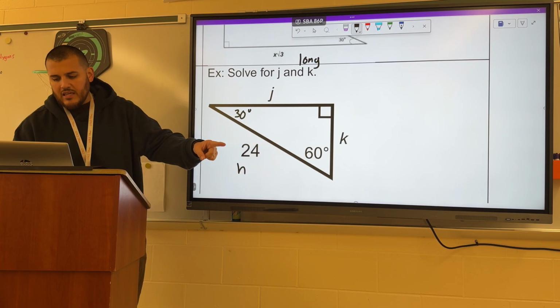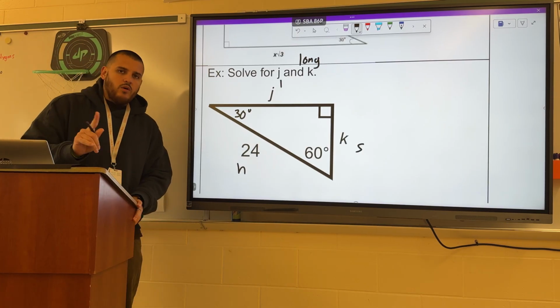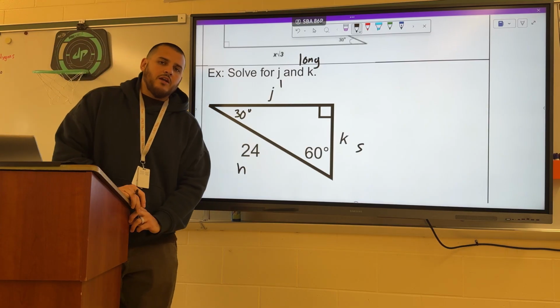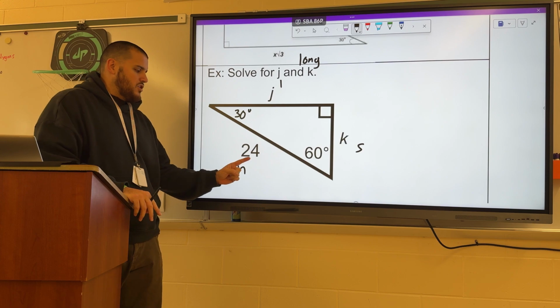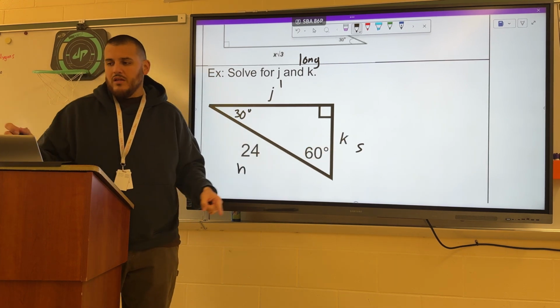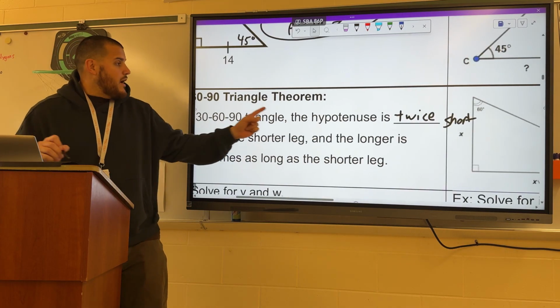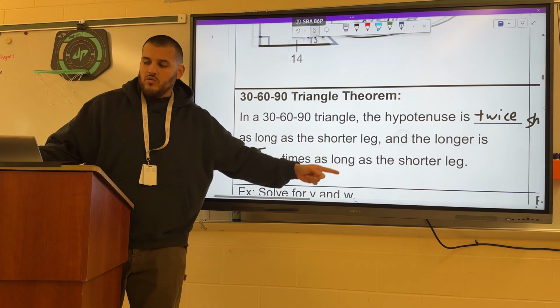degrees, so that will make the K my short leg, that makes the J my long leg, then now I work on my relationships from here. This one actually might be a little simpler than the one before if we just remember the relationship between the hypotenuse to short leg. Remember, everything's compared to the short leg. All right, we learned here the hypotenuse is twice as long as the shorter leg.